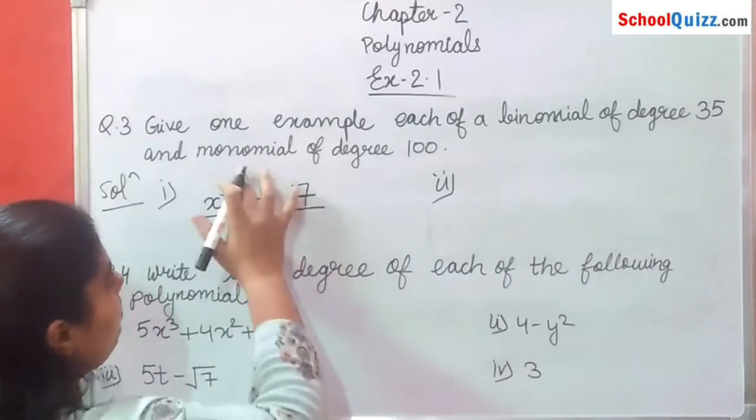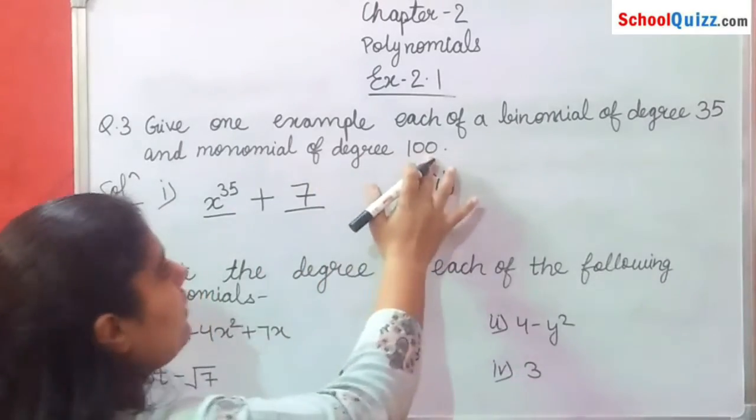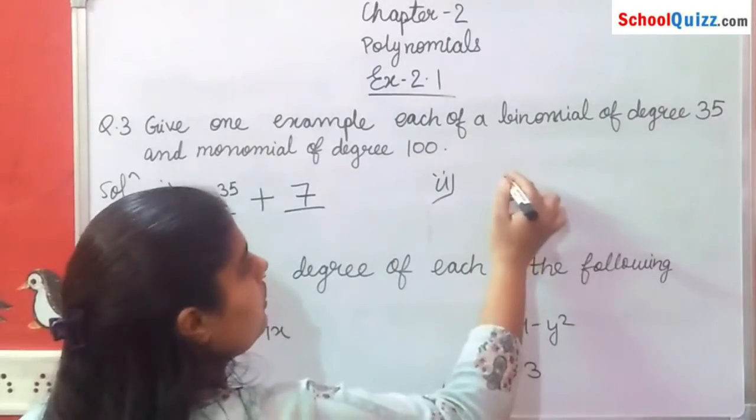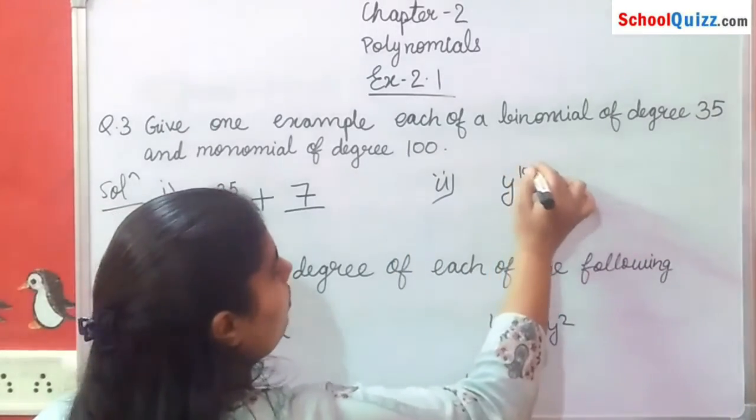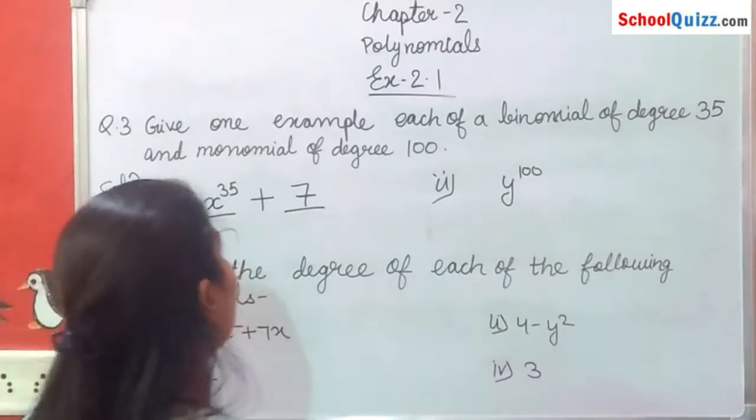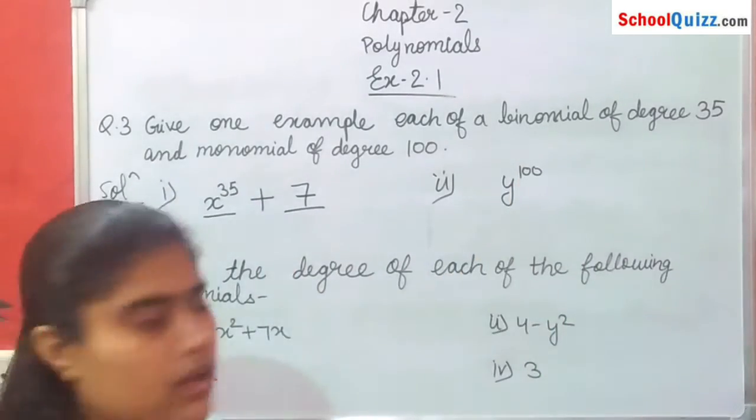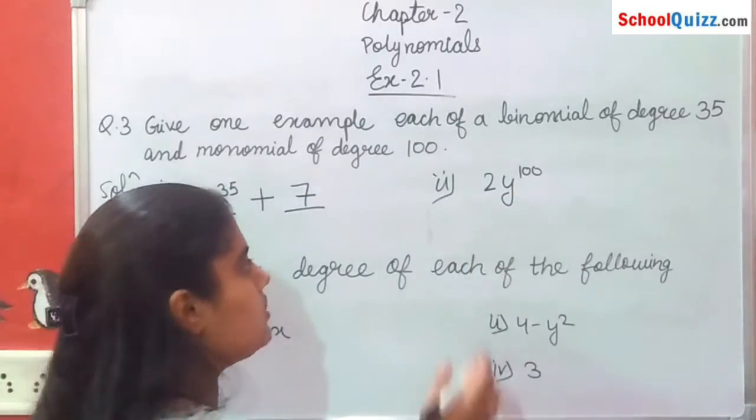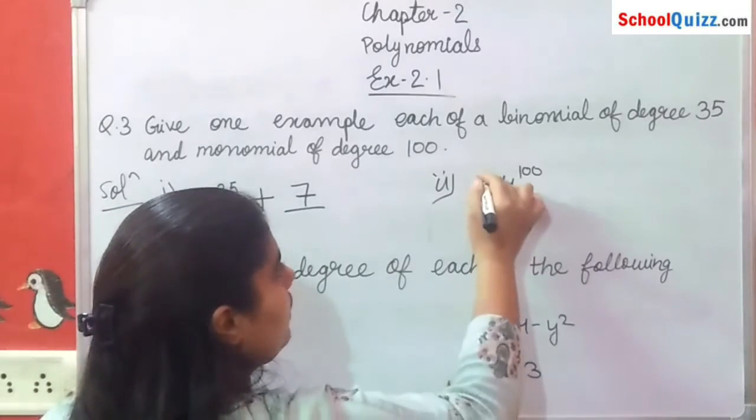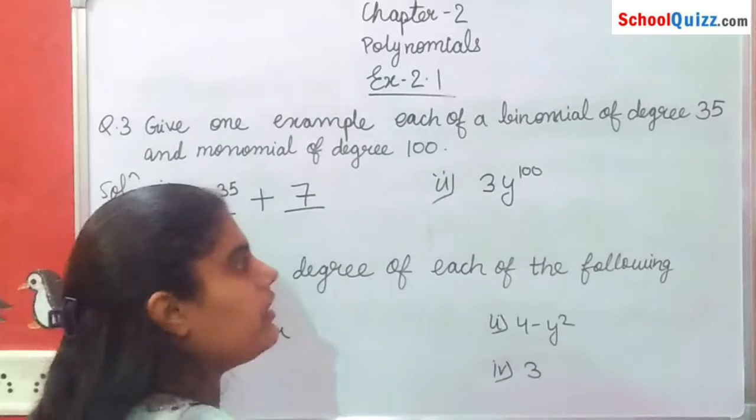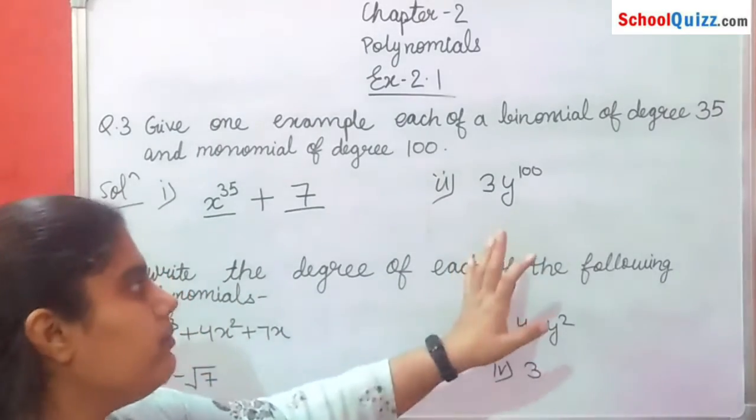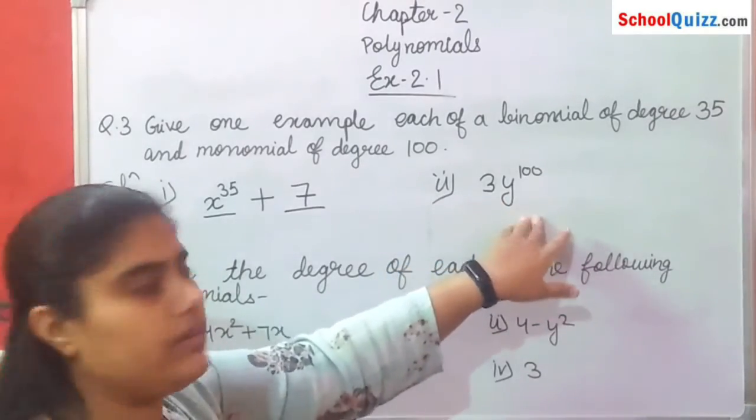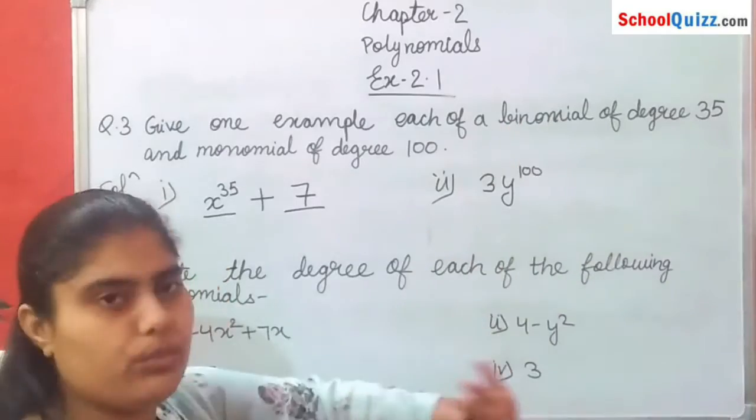Now in the second example, what is there? A monomial of degree 100. Monomial means only a single term will be there. Of degree 100 means the variable has the highest power 100. And monomial means a single term. Now we can add any constant terms here, like numbers: we can add 2, 3, 4, any number here. This is the example of a monomial of degree 100. The degree is 100 and the term is only 1 here.